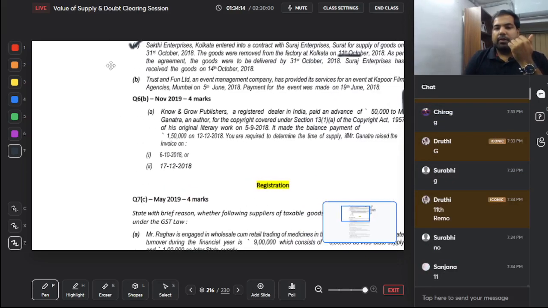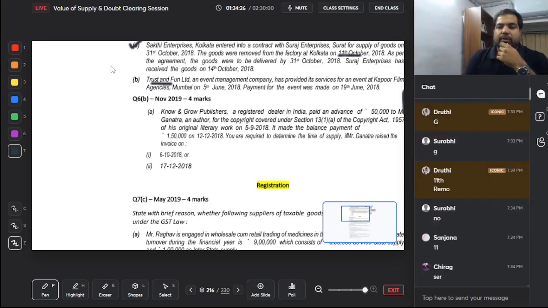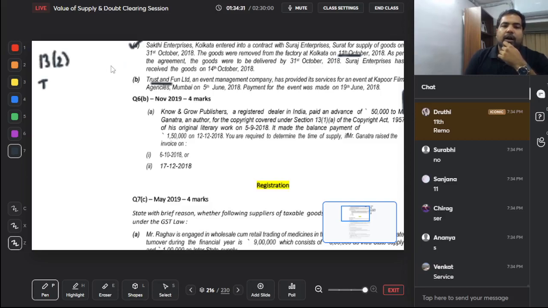Let's look at trust and fund. Please tell me goods or services. Services. So section 13(2). IP or PP. Just tell me, guys, was the invoice issued within 30 days? 5th June the event was there.